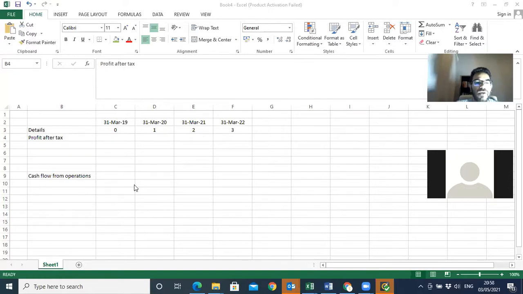So we will have cash flow from operations. Okay, so just take note of that. You're starting off with a profit number and you want to get to a cash flow number. Over and above that, you're starting with a profit number which includes operating numbers, investing numbers, and financing numbers. But you want to get to an operating number.